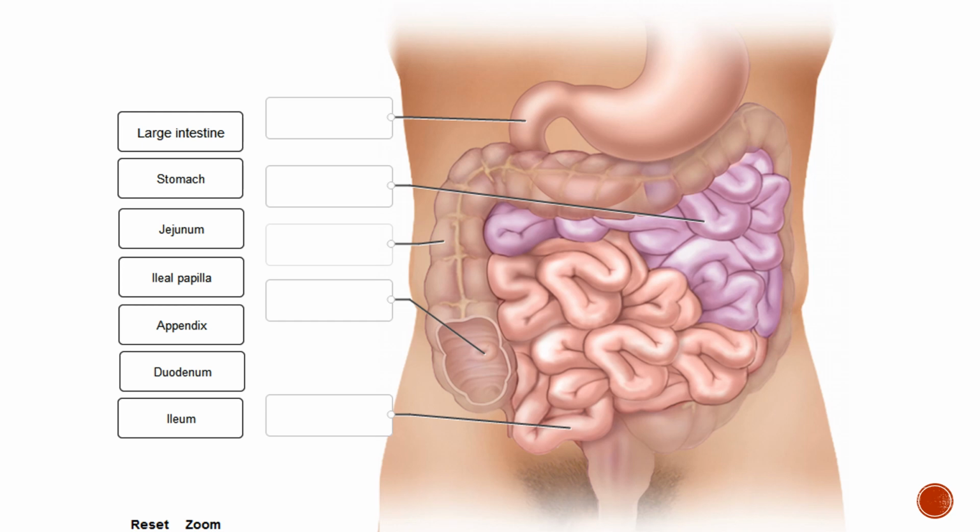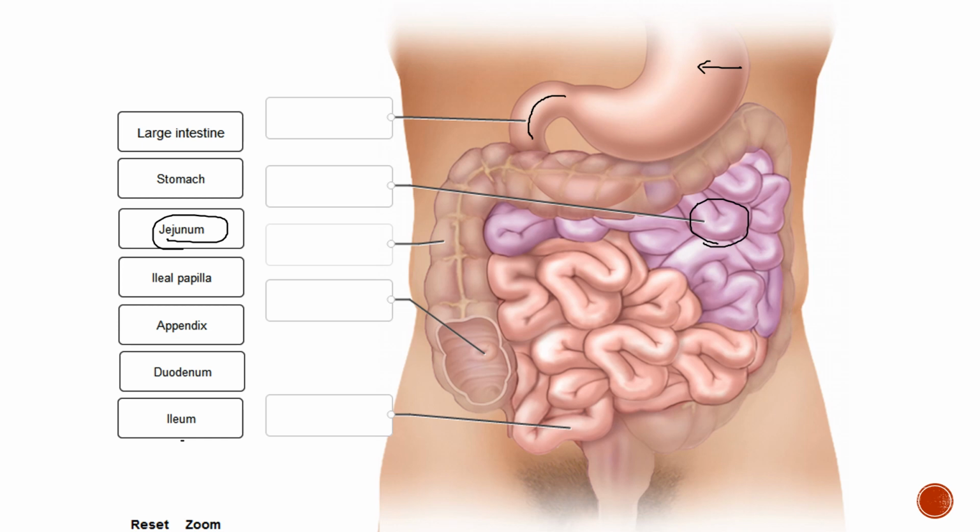So taking a look at the parts here, the stomach, like we said, is in the left upper quadrant. That's the portion here. We've got the duodenum, which is in the right upper quadrant. The jejunum, I'm sorry, I meant to say jejunum, is the part that's in purple over here. That's mostly in the left lower quadrant.